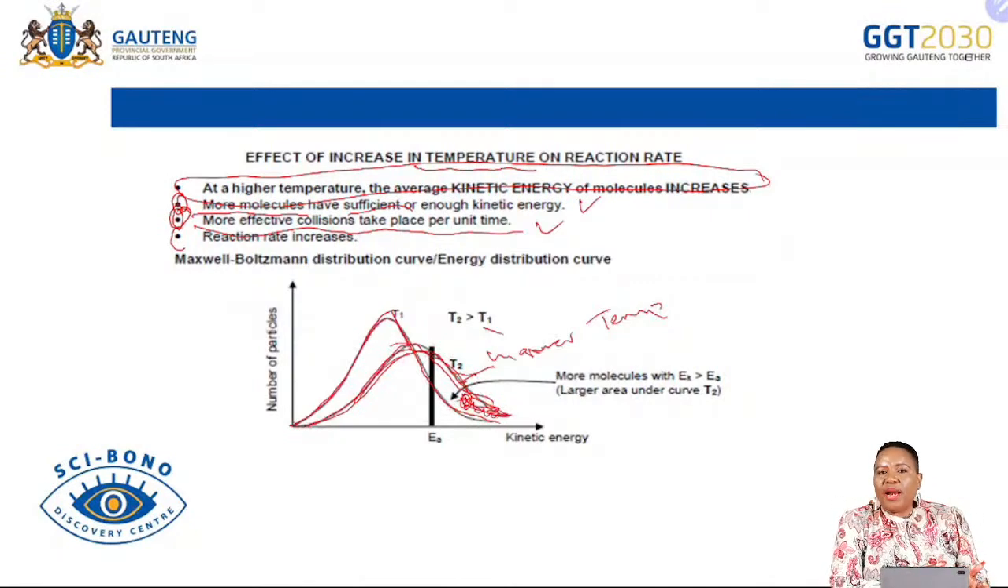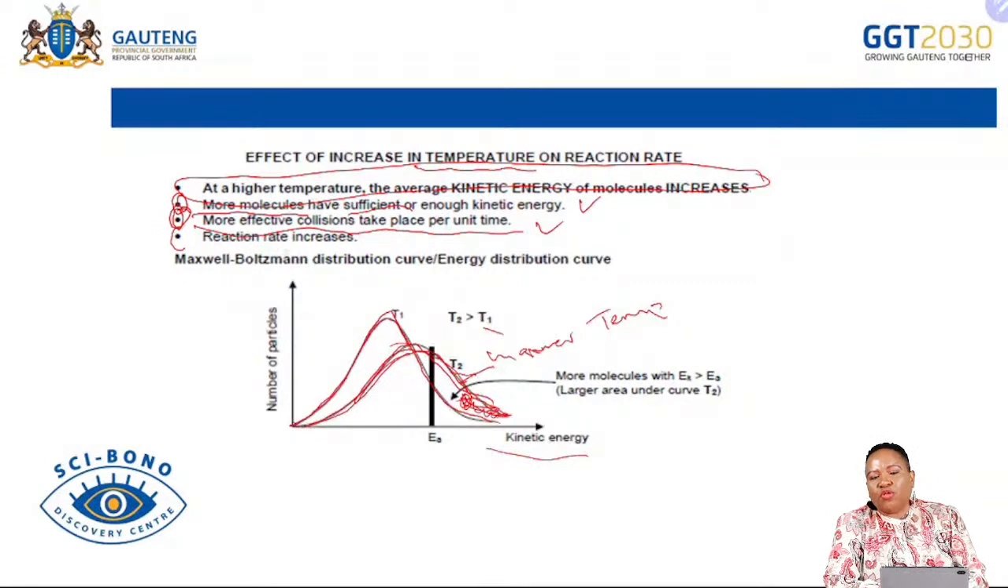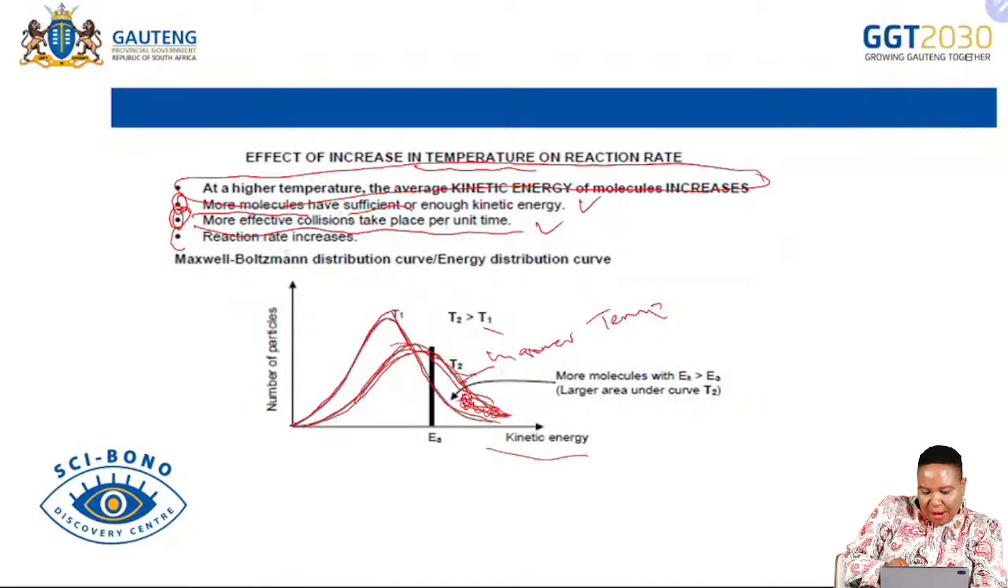So normally the examiner will give you one graph and say, draw on the same set of axes the graph that indicates higher temperature, because we only look at the factors that increase the rate of reaction. So there is no way that you will draw a graph that shows a lower temperature. It will always be about the higher temperature because we look at what increases the rate of reaction. So this is the graph that represents how the particles are distributed when you increase the temperature, by increasing the average kinetic energy of particles.